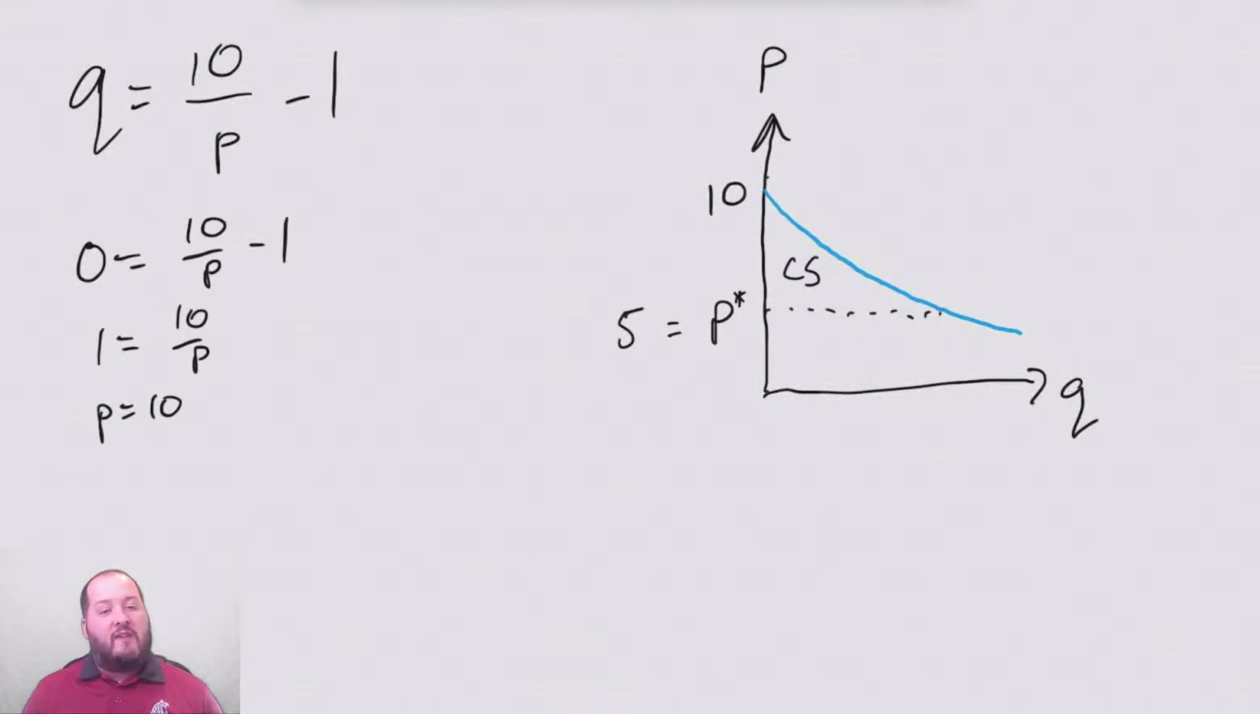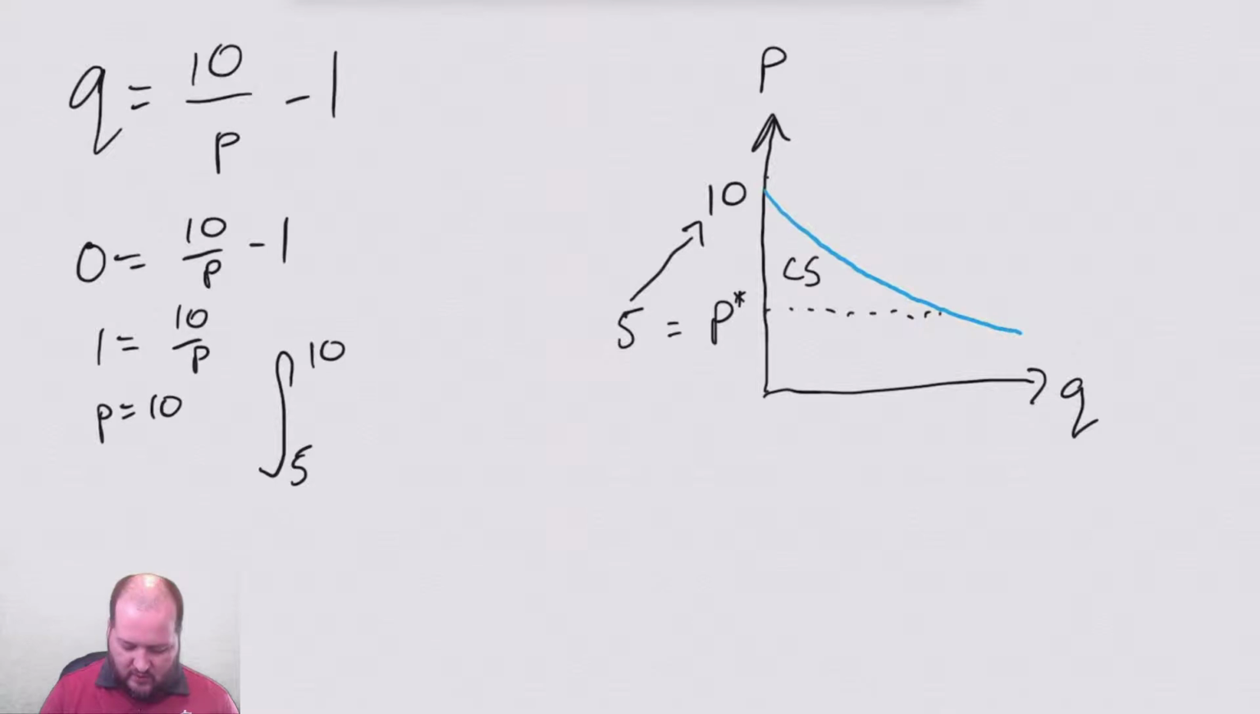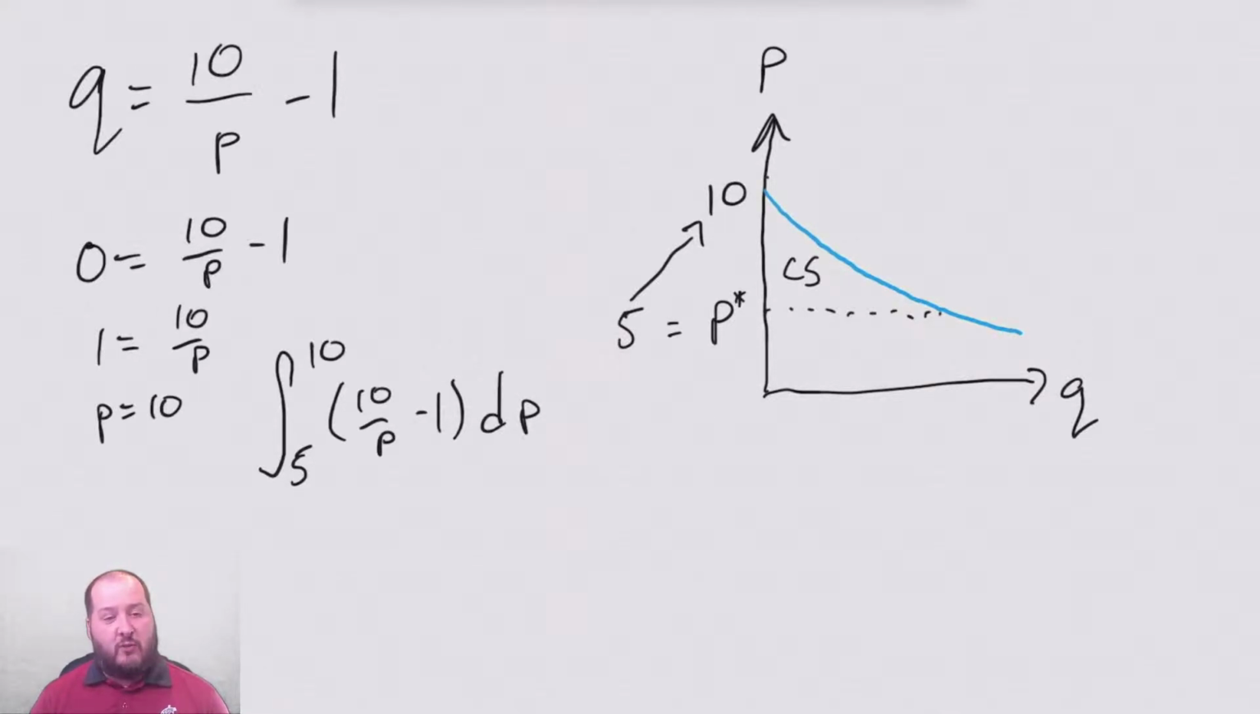Since we have a curve, we can still get this area. We just need to use an integral. Again, we're working a little bit sideways right here. If I'm going from 5 to 10, the area underneath this curve, and remember the curve I'm looking at is to the left, not downward, is just going to be the integral from 5 to 10 of my demand function. So that's the integral of 10 over p minus 1 dp. If I integrate this and then plug in my bounds, that's going to give me the area underneath this curve.